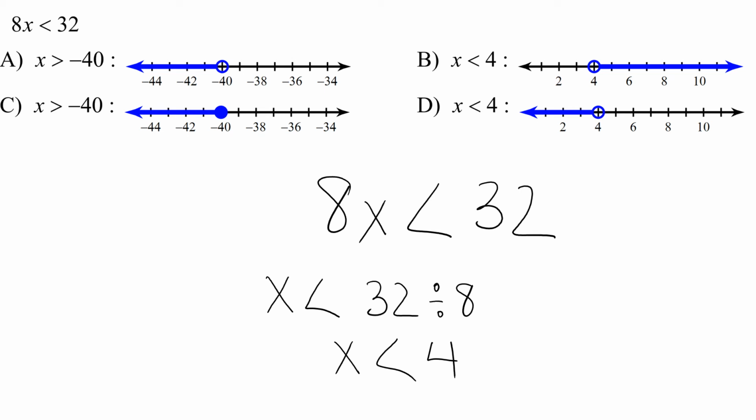Now let's pick out our correct graph. I start with the symbol. Less than means open. So let's mark out C. It would not be a closed. Now look at my solution. I'm looking for open on 4. So let's eliminate A. That's open on negative 40. Finally, now let's see which direction the arrow should go. We're looking at numbers that are less than 4. So D would be our correct graph because the arrow is shading the numbers that are less than 4.